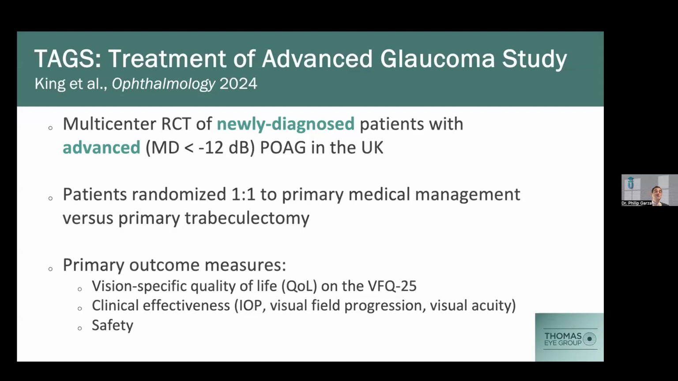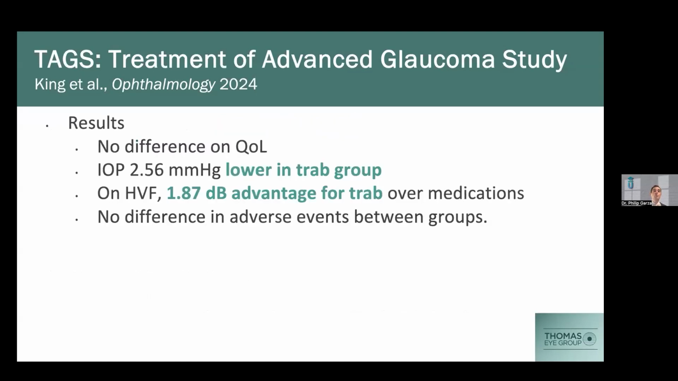And so this sought to basically answer the question, what do you do with patients who walk in and the first time you meet them, they have way cupped out nerves and blacked out fields? What it found was there was no difference in quality of life between patients treated with meds or with trab. Pressures were lower in the trab group, but fascinatingly, on visual field, there was a 1.87 decibel advantage for trab over medications, and there was no difference in adverse events between the groups.